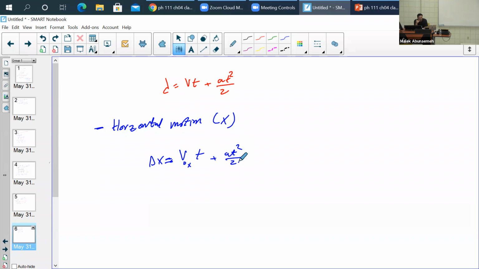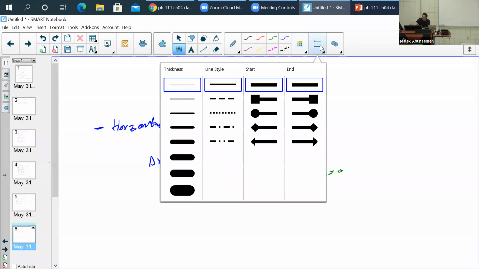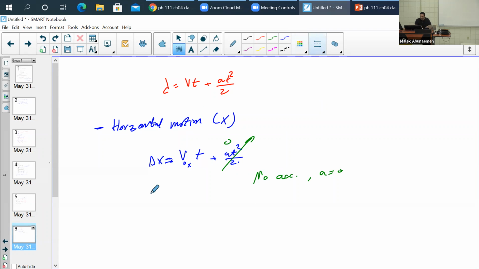Well, on the horizontal motion, we will have no acceleration. Let me write this down. That means your acceleration is equal to 0, so this whole term is going to equal 0 anyway. Which means that your delta x is going to equal v naught x t plus 0. So your delta x is going to equal v naught x t.